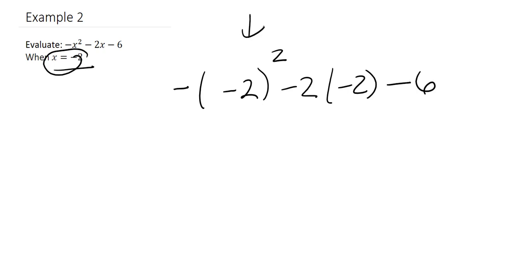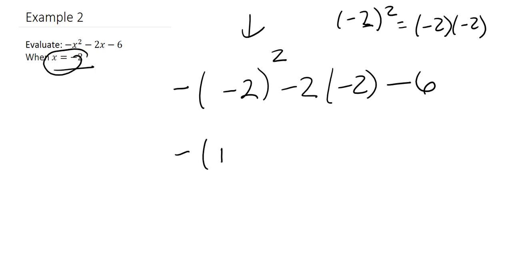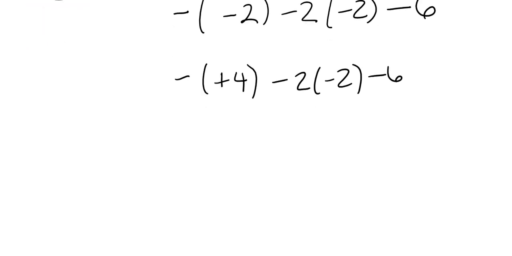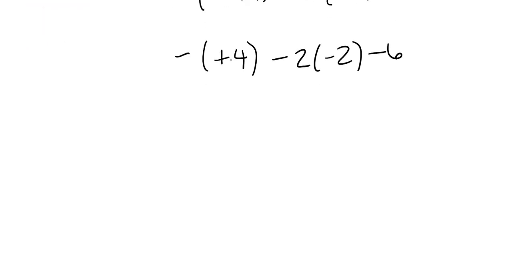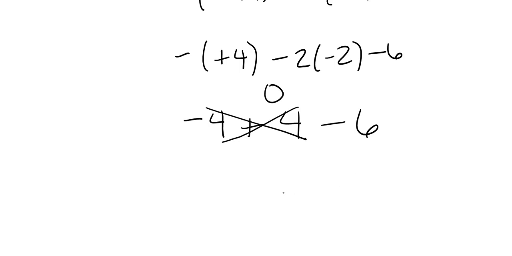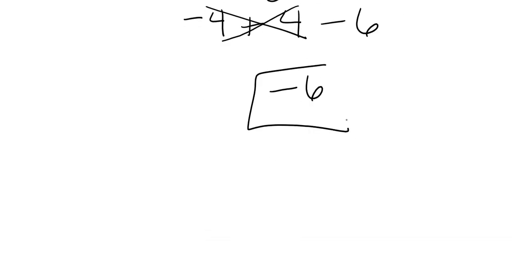So in the order of operations, we're going to deal with the exponents first. That's really this, so what does that equal? We get negative and then inside, positive 4. Then as we have a minus and a positive 4, that's really just negative 4. Then we go to minus 2 times negative 2, because we deal with multiplication next. So that's just plus 4, and then minus 6. Well, minus 4 plus 4 just becomes 0. So we're left with just negative 6 as our final answer.